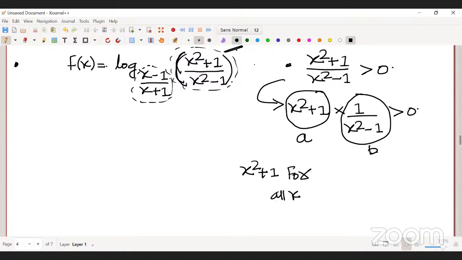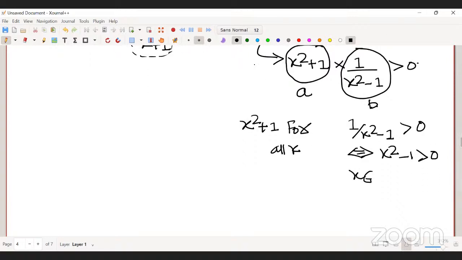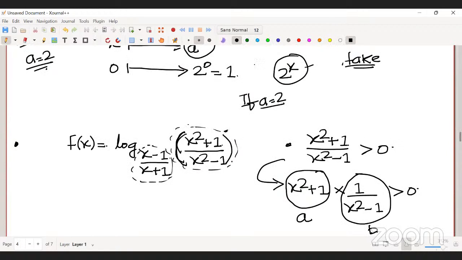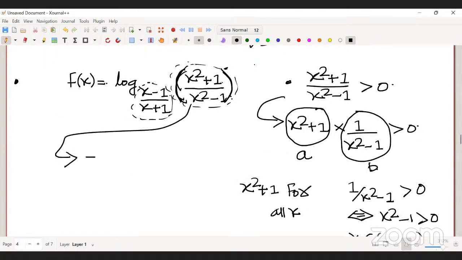And I have to find the region in which x square minus 1 divided by x square minus 1 is greater than 0, which is the same thing as x square minus 1 being greater than 0, right? Yes. And you know this is greater than 0 if x is in minus infinity to -1 and 1 to infinity. Okay, so yes, I got that. So whatever is there over here is positive if and only if the value of x is in minus infinity to -1 union 1 to infinity.